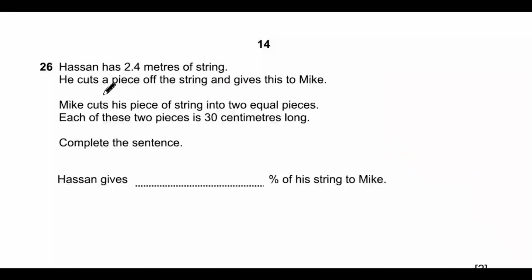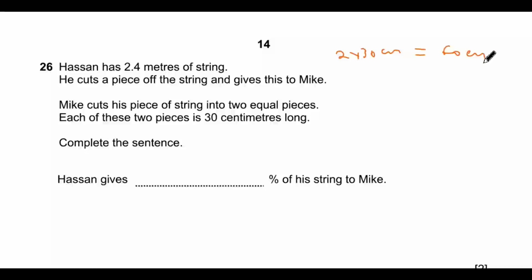Question 26. Hassan has 2.4 meters of string. He cut a piece of the string and gave this to Mike. We don't know the size. Mike cut his piece of string into 2 equal pieces, and each of these 2 pieces is 30 centimeters. So he has 2 times 30 centimeters, which is equal to 60 centimeters.